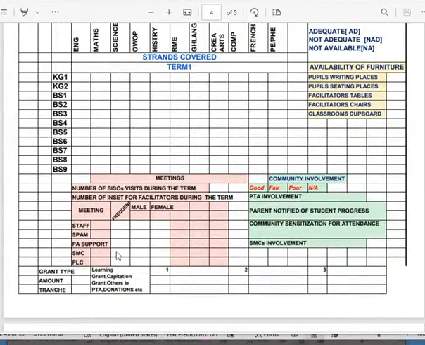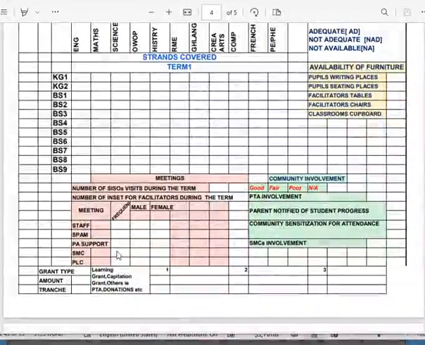Now, there's some kind of difference with SMC. SMC, they are the 10 or 11 member body who govern and manage the affairs of the school. And that is different from General Assembly meetings, where it includes the parents of the children in the school, the teachers, the general community members. And that is where we have the SPAM over here.